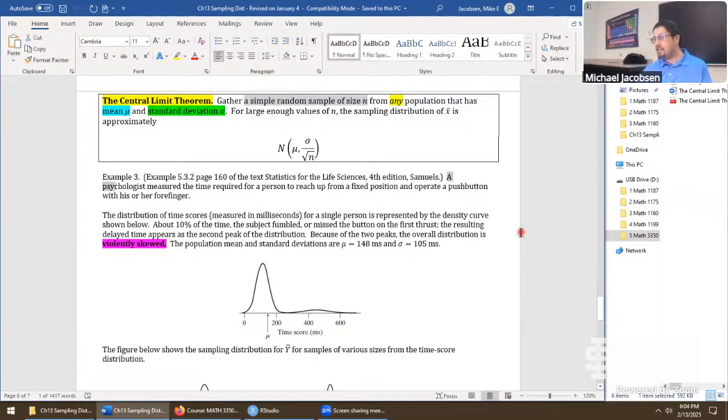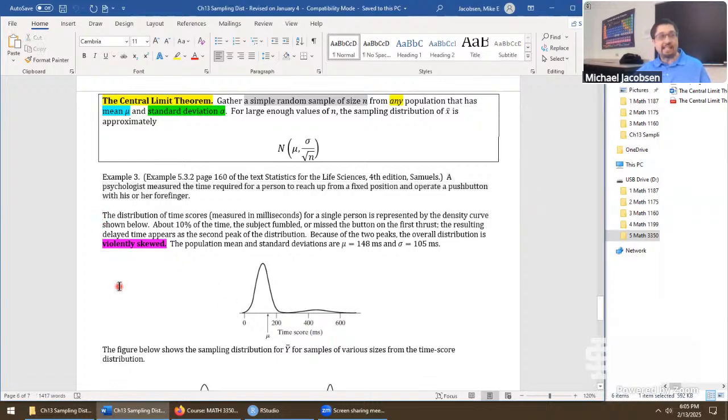It says, a psychologist measured the time required for a person to reach up from a fixed position, operate a push button with his or her forefinger. So that's the whole experiment. But this is a psychology experiment, so you know there's always more going on. If you've ever been a member of a psychology experiment on campus, they always have to debrief you to tell you what the study was really about versus what you thought it was about. There's always a big mismatch.